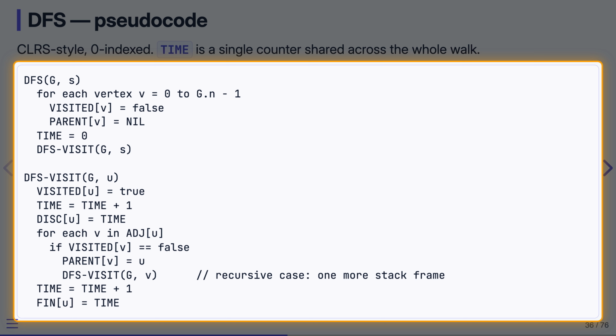After every neighbor is handled, it increases time by 1 again and records that as the finished time of U. The shape matches Chapter 8's recursion template: a base case when no unvisited neighbors are left, and a recursive case that is one more call.